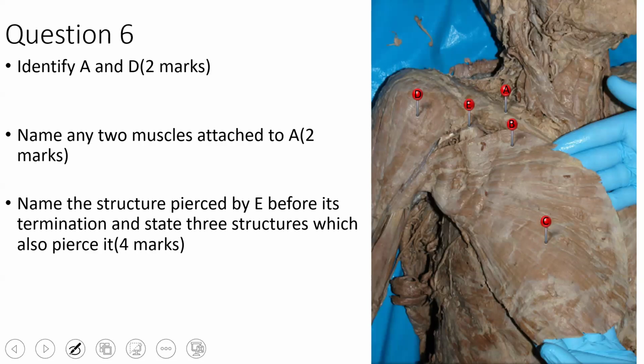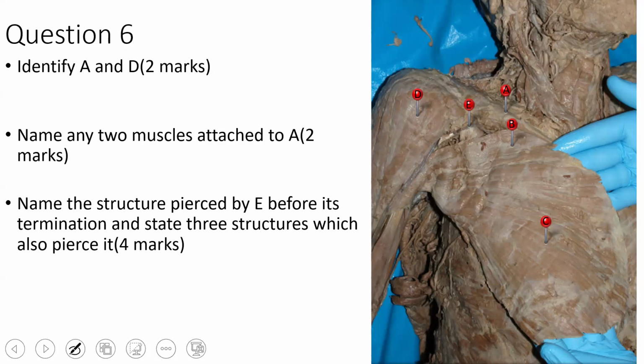Identify A and D. A, clavicle. D, anterior fibers of deltoid muscle. Why are you questioning yourself? A, clavicular head of pectoralis major. D, anterior fibers of deltoid. A, I think A is clavicle. A is just clavicle. That's your clavicle. Now D is the muscle.